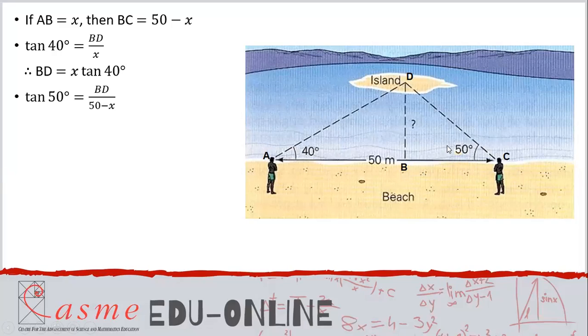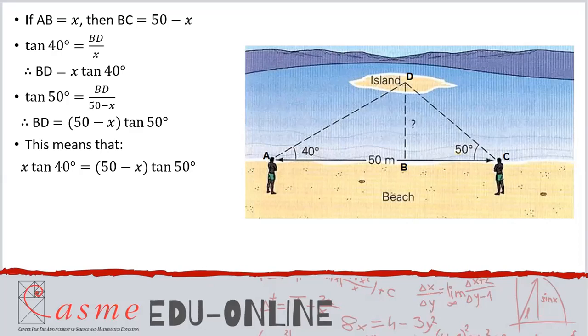Now looking at this other triangle here, at 50, this is the opposite side, and this is the adjacent side. My opposite side is BD. My adjacent side is 50 minus X. Therefore, changing the subject of the formula, BD is (50 minus X) multiplied by tan 50 degrees. What does that mean? This is the length of BD, and this is also the length of BD.